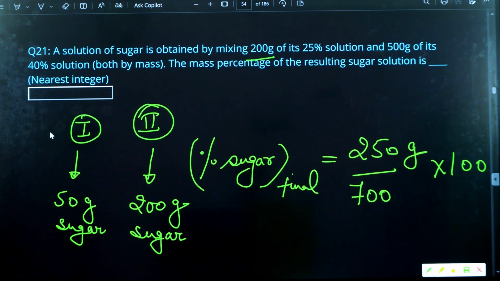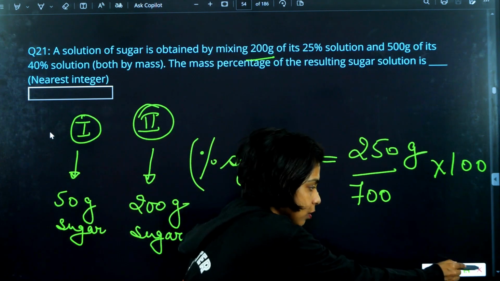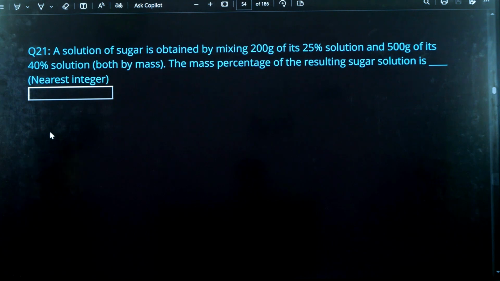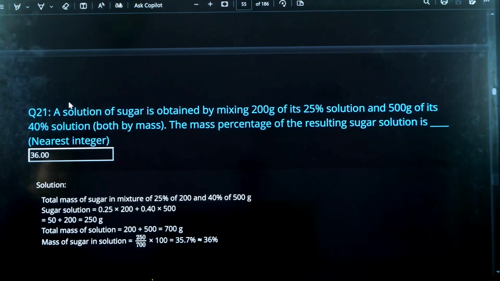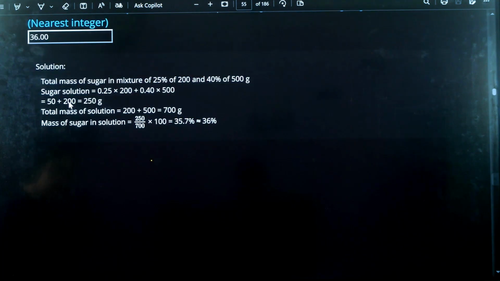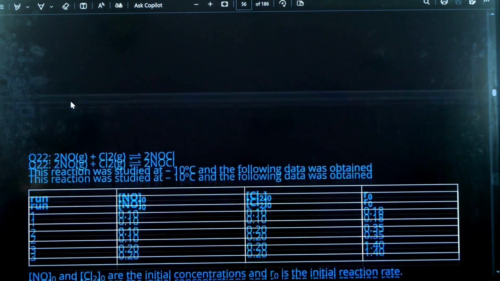I hope that without wasting much time, you did it this way, right? And you should definitely mark your answer, because it is a numerical value and they have asked for the nearest integer. That is 36. Got it, guys? So 250 divided by 700 into 100.